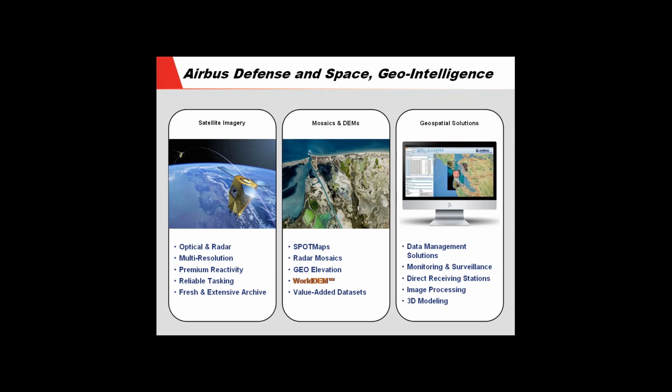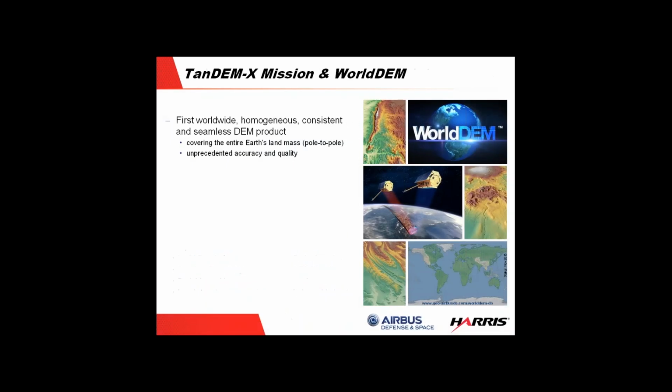But today, we are talking about the unique data set of WorldDEM. Why is WorldDEM a unique elevation model product? It's the first homogeneous, consistent, and seamless elevation model product covering the entire landmass of the Earth. So it's a pole-to-pole data set with an unprecedented accuracy and quality.